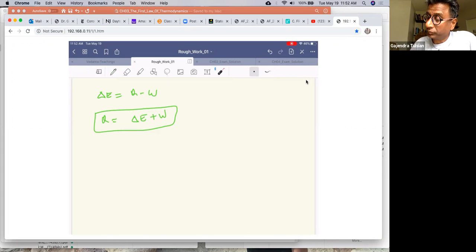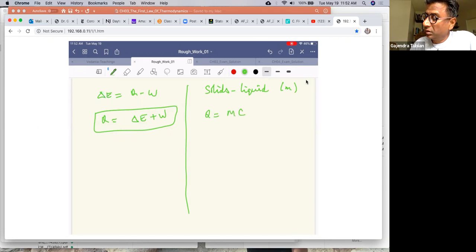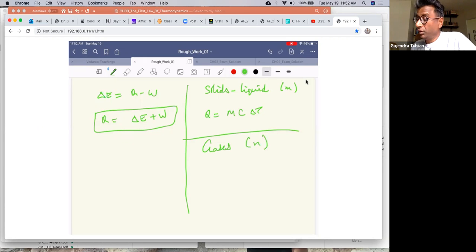Now we're going to talk about specific heats. Again, let me remind you, for solids and liquids, it's easiest to measure their mass. So we give the amount of heat added as this mass times the specific heat times the change in temperature. But for gases, what's easy to measure is the number of moles of gas you have. So what we have to define is the molar specific heat.